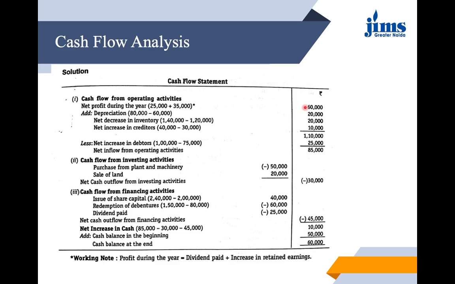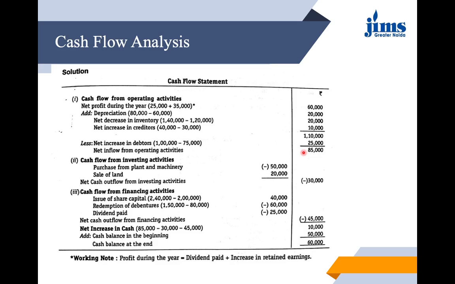Then we will see if there is any decrease in current assets and increase in current liabilities. We are able to find two, that is decrease in inventory and increase in creditors. After that, we will move towards the next part. We do not have any non-cash incomes to subtract. In place of that, we have to subtract increase in current assets and decrease in current liabilities. For that purpose, we have only one item, that is increase in debtors, and finally we can obtain the net inflow from operating activities, that is 85,000.